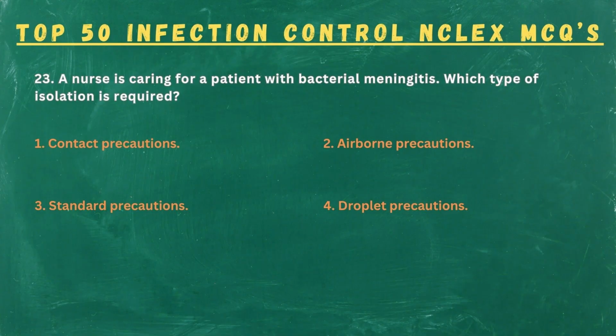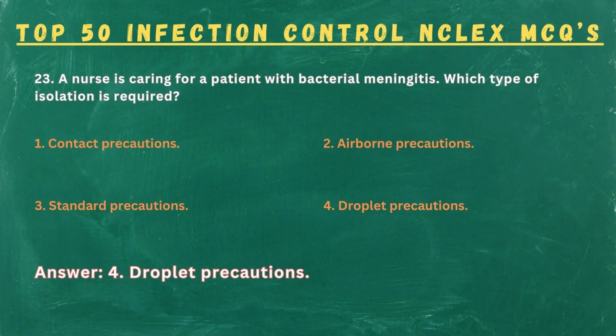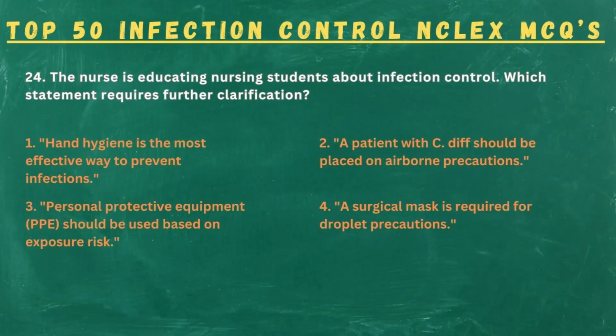23. A nurse is caring for a patient with bacterial meningitis. Which type of isolation is required? 1. Contact precautions. 2. Airborne precautions. 3. Standard precautions. 4. Droplet precautions. Answer: 4. Droplet precautions.